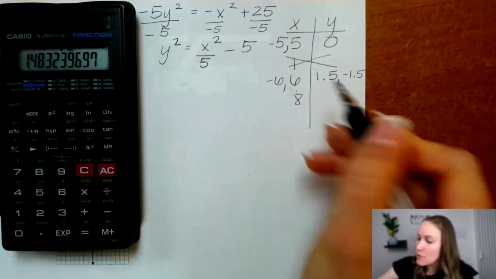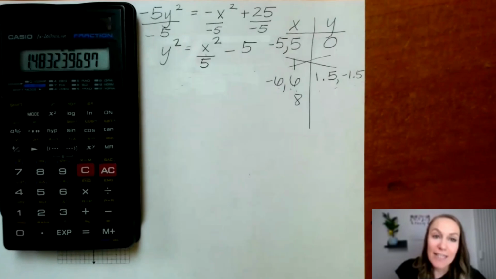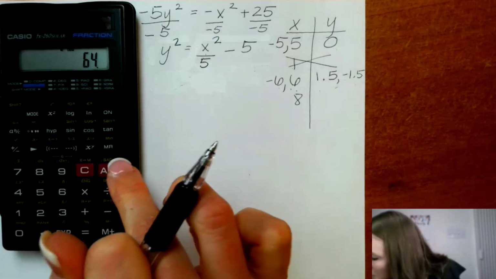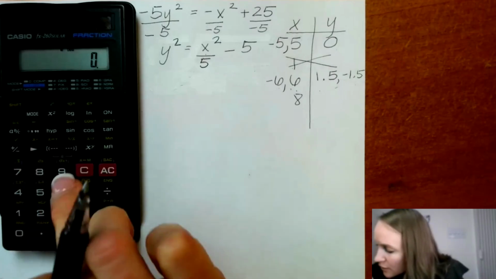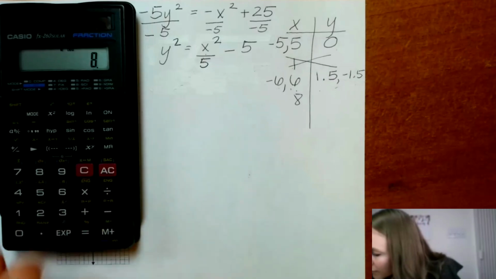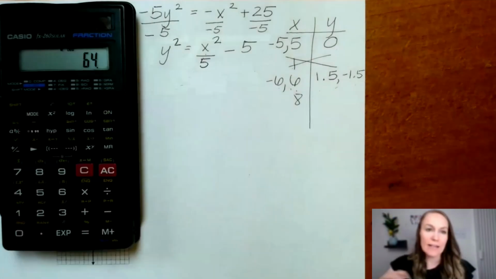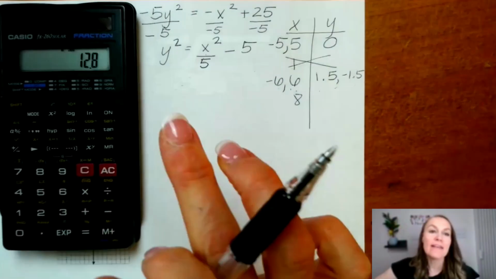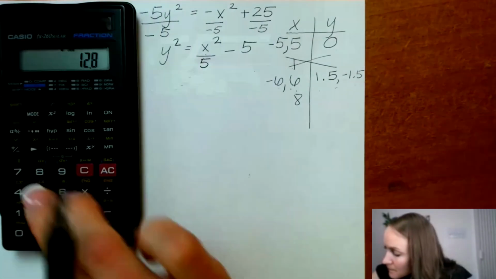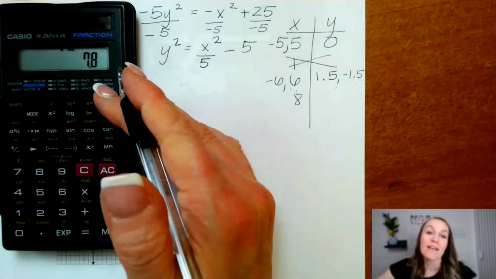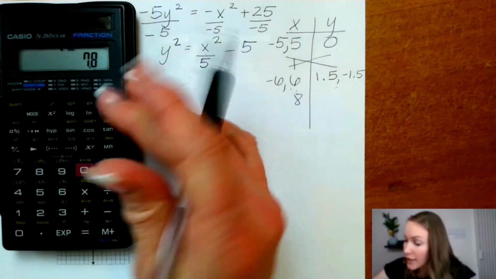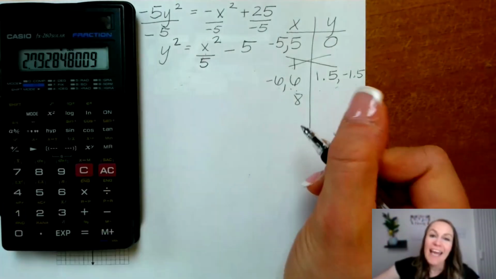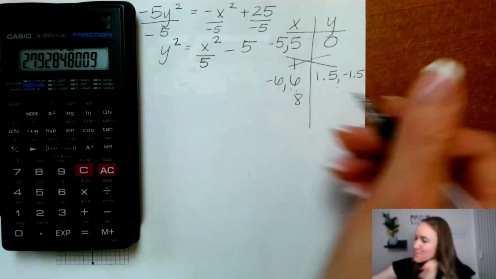So positive 8, I'm going to throw 8 into my equation, and 8 squared is 64. So I have 64, and if you need to review your squares, you could also do 8, and then click the square button, which is right here, and that gives me 64. Now we're going to do 64 divided by 5, and now I need to subtract 5, and I have 7.8. So now I need to take the square root of 7.8, and that is equal to 2.79. And I'm going to estimate it at 2.8.